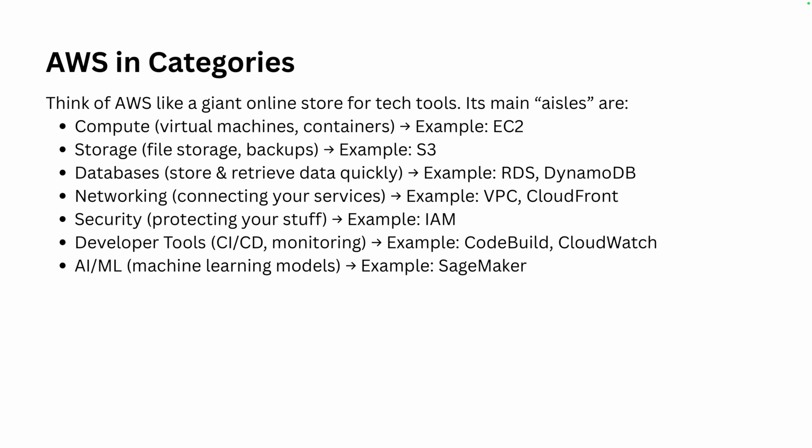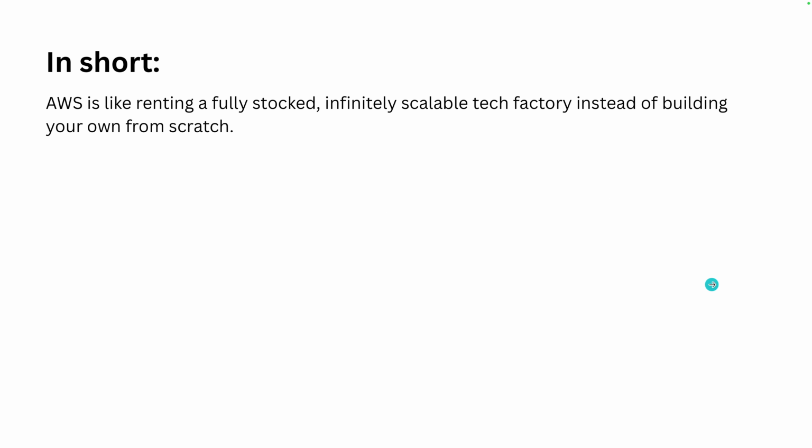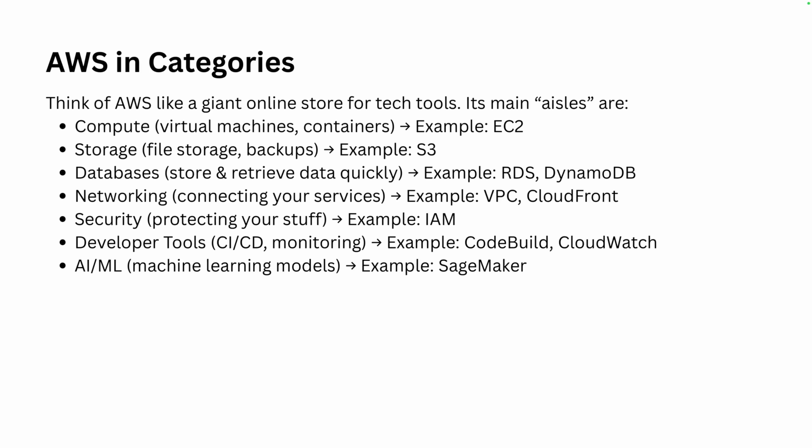Then for security, we have IAM, which is Identity and Access Management. Then you have developer tools like CI/CD and monitoring tools, for which you have CodeBuild and CloudWatch. Then we have AI/ML models also, and for this we have the SageMaker service. Now in short, AWS is like renting a fully stocked, infinitely scalable tech factory instead of building your own from scratch.